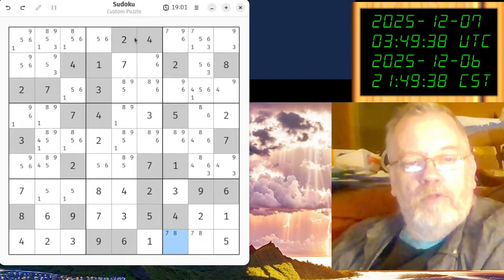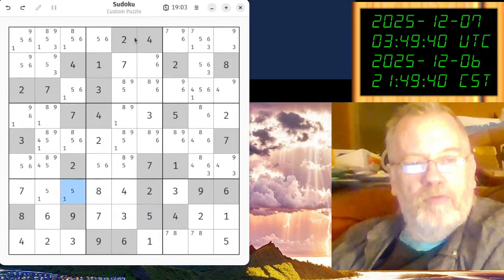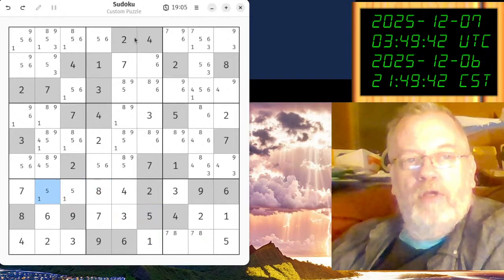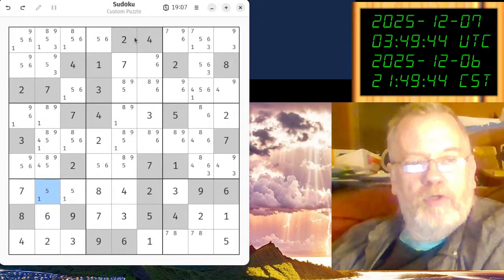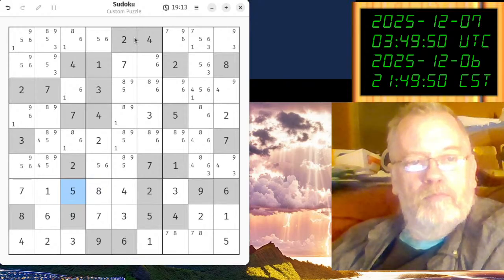So let's leave that as a 7-8. It's ambivalent as to which it is at this point. Later on, that may change. Go with the 1-5 again here, see if that helps us at all. Does not help here. Does not provide significant help here.